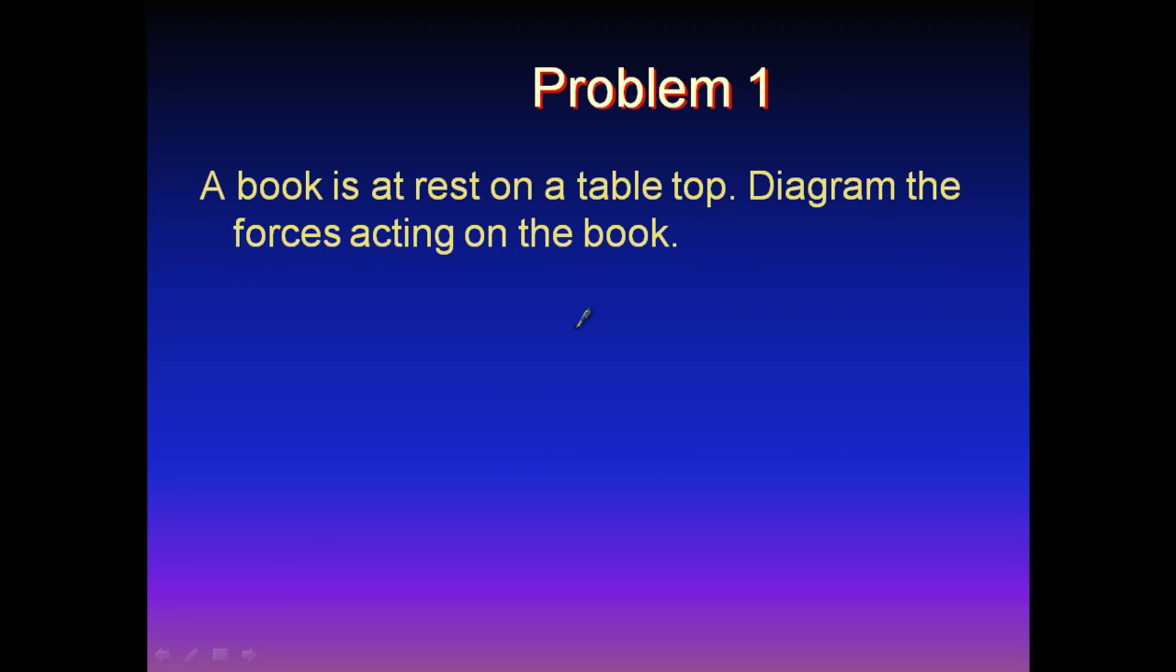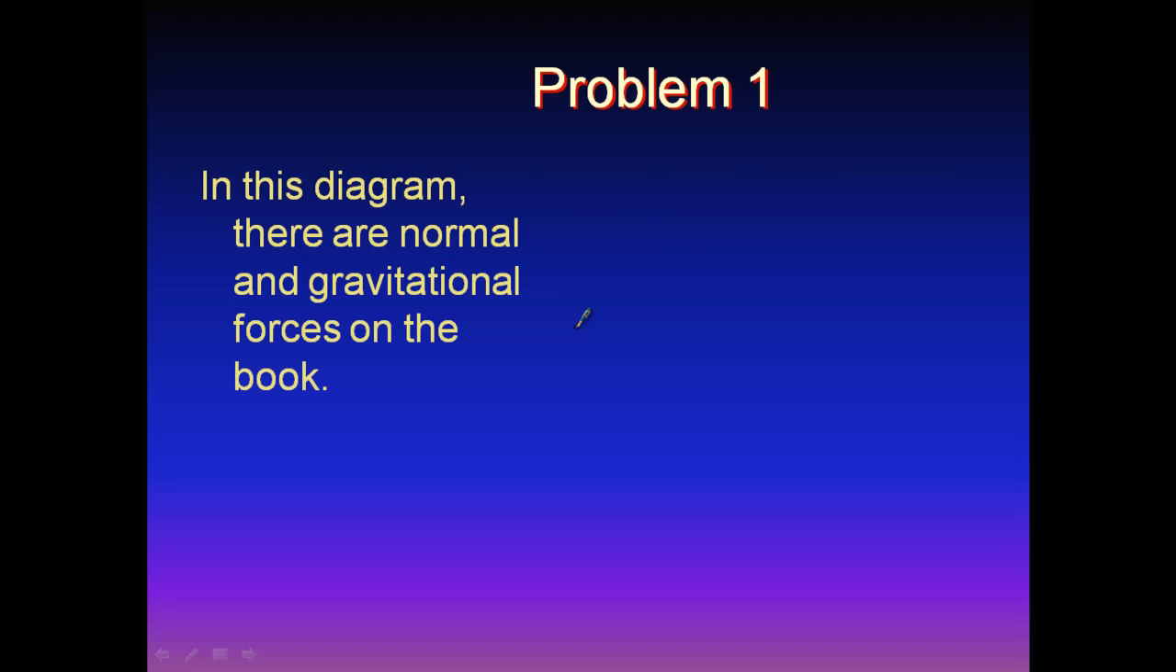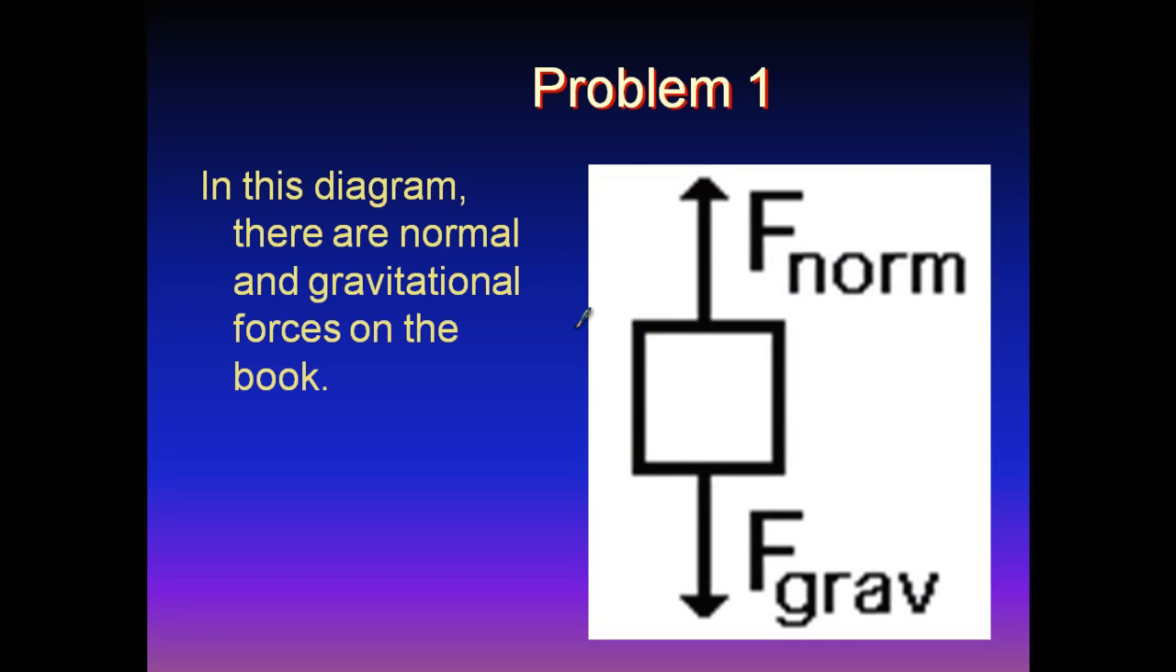So problem number 1, a book is at rest on a tabletop. Draw the forces acting on it. So in this diagram, there are normal and gravitational forces acting on the book. So here's the table down here. This normal force is perpendicular to the table. Gravity is going down, normal force is going up.